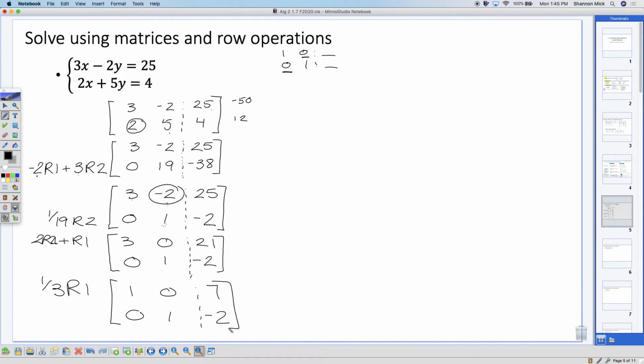Is it in reduced row echelon form? Looks like it. Yes. And so what is x? 7. What is y? So 7, negative 2. Yeah. That wasn't that bad actually.